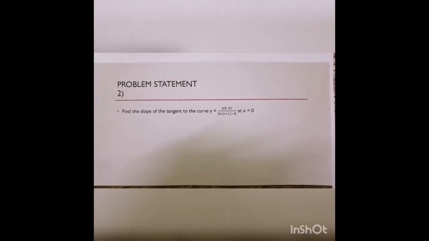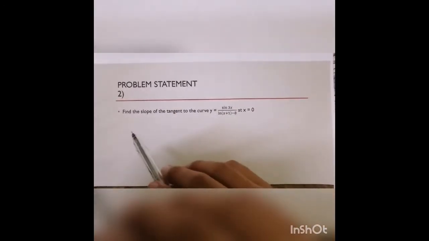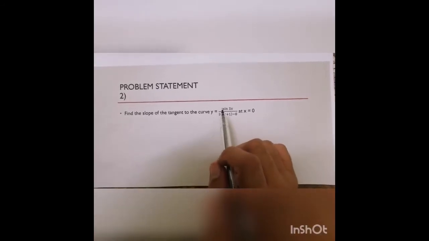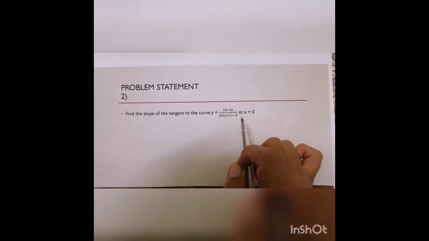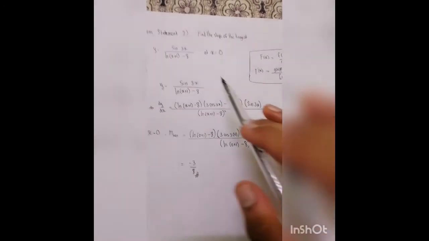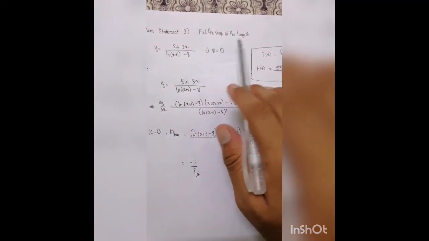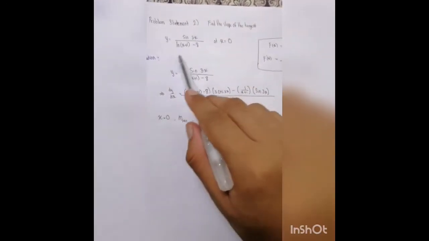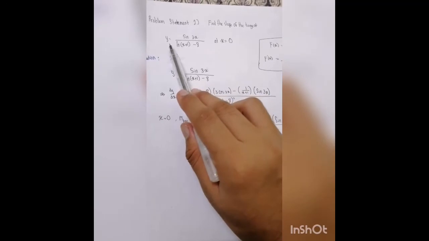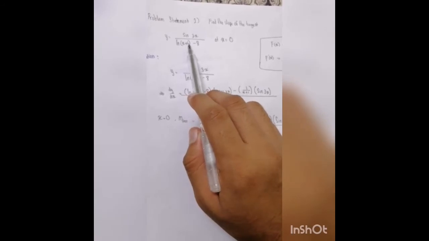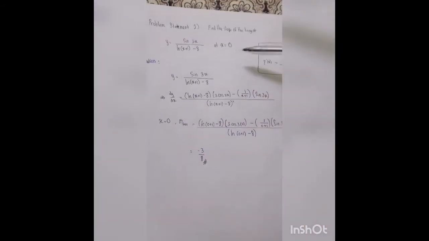So we go through to problem statement 2. The question is, find the slope of the tangent to the curve y equals sin 3x over ln(x plus 1) minus 8 at x equals 0. The question wants us to find the slope of the tangent, and the question gives us the equation of the curve y equals sin 3x over ln(x plus 1) minus 8 and the point x equals 0.